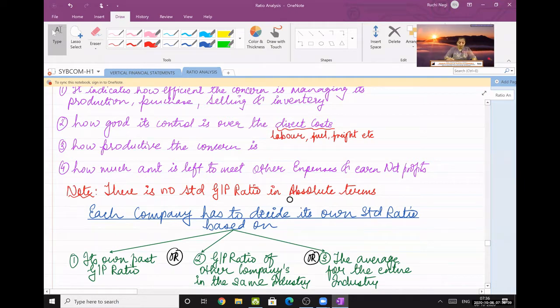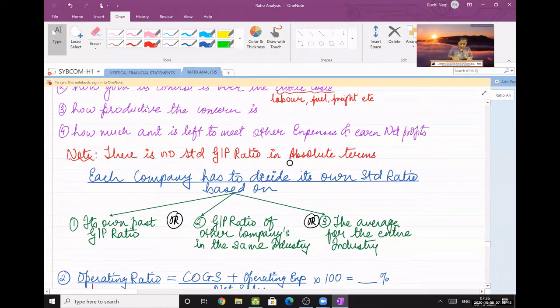Okay, so then how do companies decide their GP ratio? So these are the 3 steps. Either of the one you can follow. See, each company has to decide its own standard ratio based on, first, its own past GP ratio. Okay, obviously that is one standard I can set.